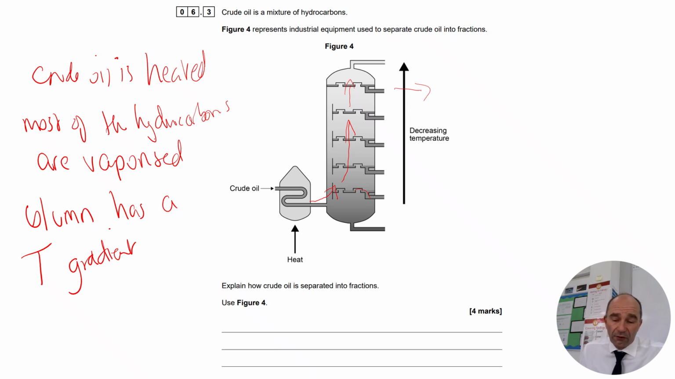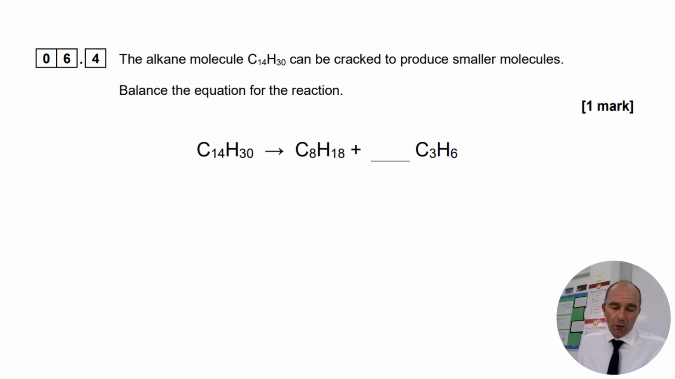Fractional distillation of crude oil comes up frequently. It's a handy question to practice because it does come up a lot. All right, and then we've got an equation to balance. The alkane molecule C14H30 can be cracked to produce smaller molecules.